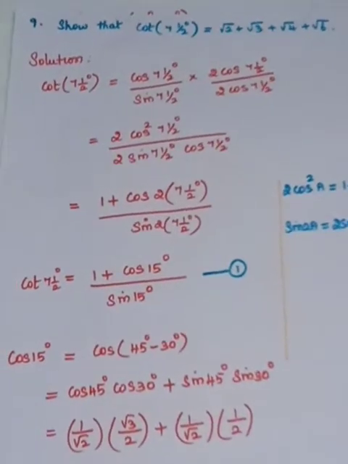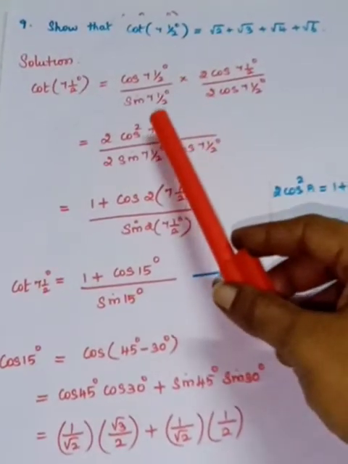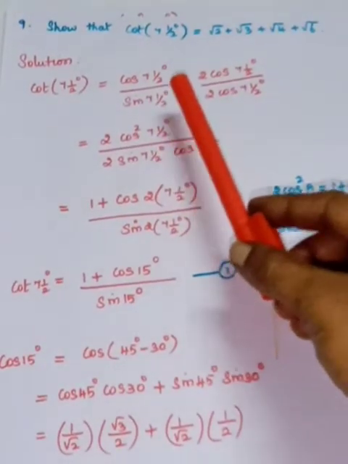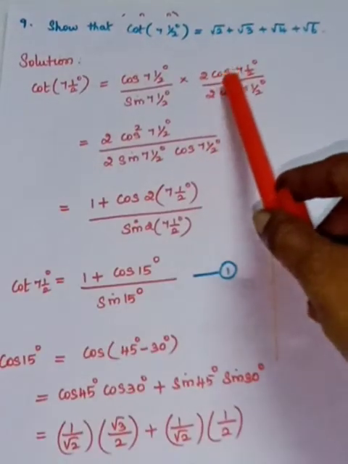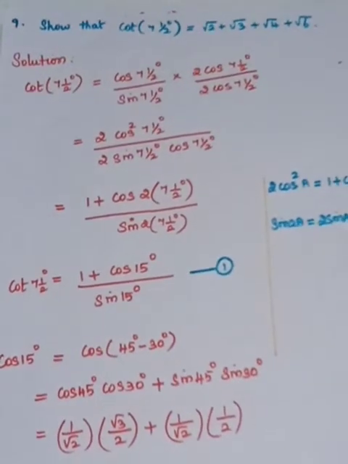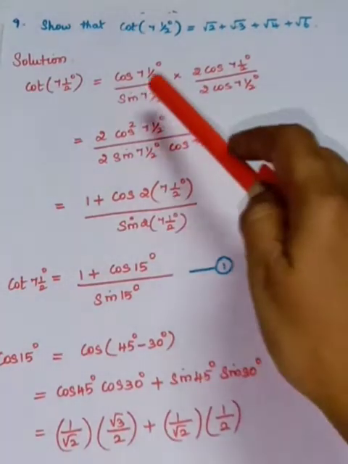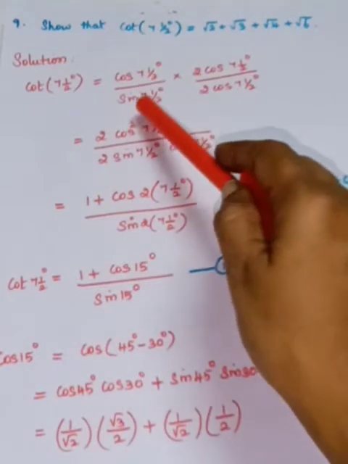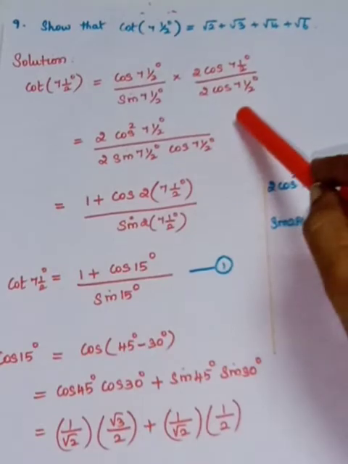Cot 7.5 degree. Cot theta can be written as cos theta by sin theta, so it is cos 7.5 degree divided by sin 7.5 degree. Here I am going to multiply and divide by 2 cos 7.5 degree.